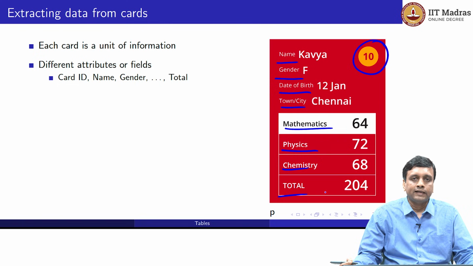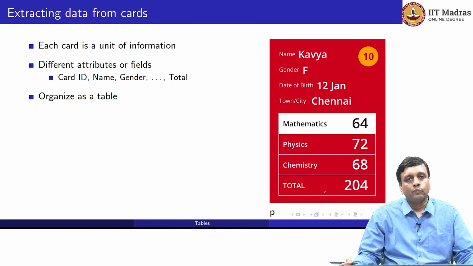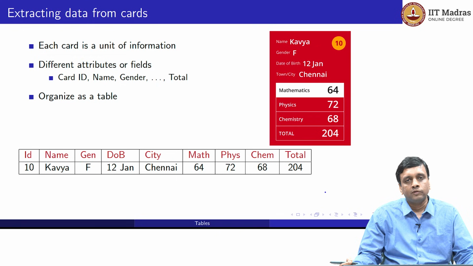Now this is not a very convenient format in which to present the information to an algorithm or a procedure. So a better way is to organize it as a table, and in the table we will convert each of these attributes into a column. So each card now becomes a row in this table. For instance, every card in the grade card set has precisely 9 attributes.